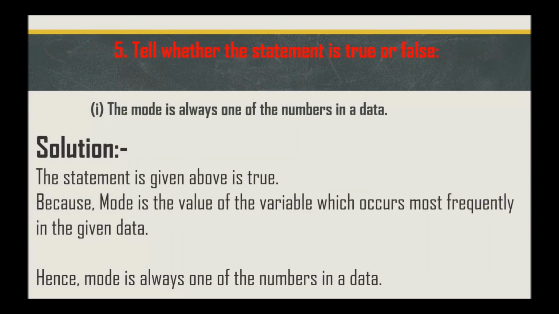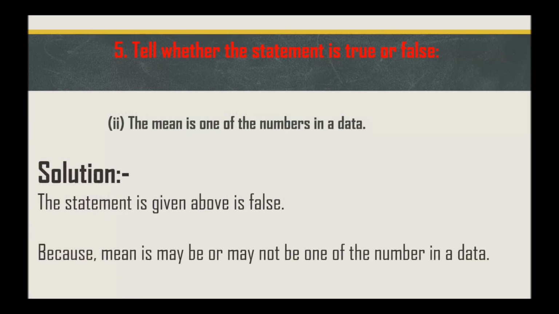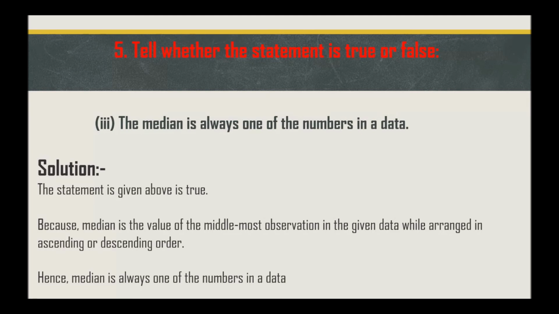Next, tell whether the statement is true or false. The mode is always one of the numbers in a data. The statement is true because mode is the value of the variable which occurs most frequently in the given data. Hence mode is always one of the numbers in a data. The mean is one of the numbers in a data. The statement is false because the mean may or may not be one of the numbers in a data. The median is always one of the numbers in a data. The statement is true because median is the value of the middlemost observation in the given data arranged in ascending or descending order. Median is always one of the numbers in a data.